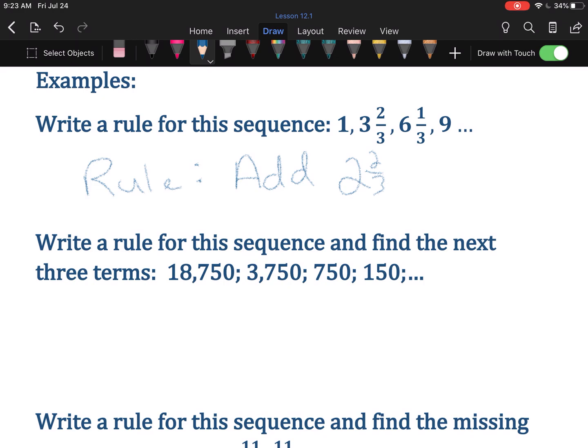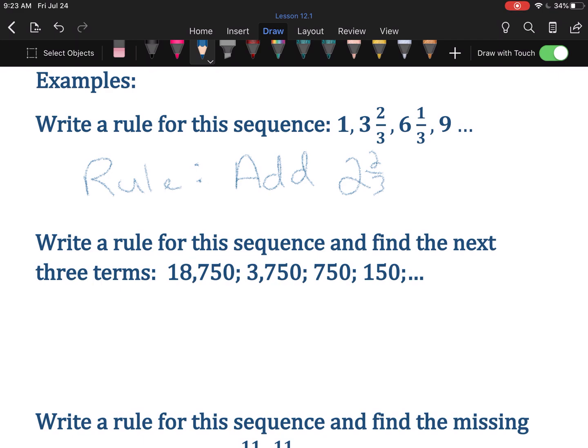Well, let's check that. What's 3 plus 2? 5. 2/3 plus 2/3 would be 4/3. Well, I can't have 4/3, so that's another 1 and 1/3. 5 and 1 and 1/3 is 6 and 1/3. Let's check to make sure it works again. What's 6 plus 2? 8. 1/3 plus 2/3? 3/3. 3/3 is 1. 8 plus 1 is 9.